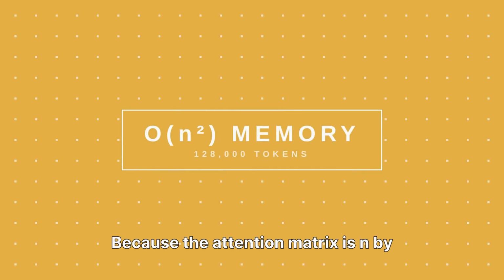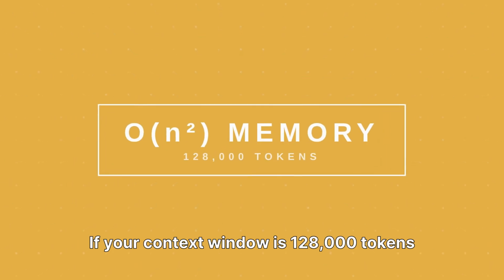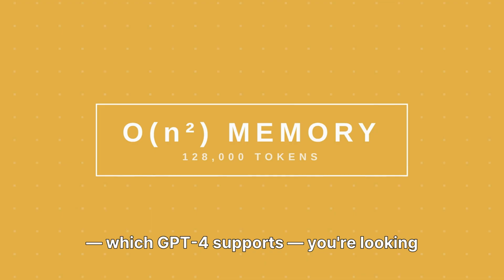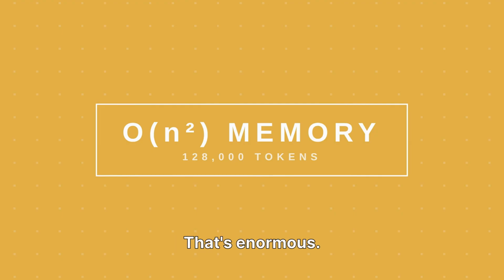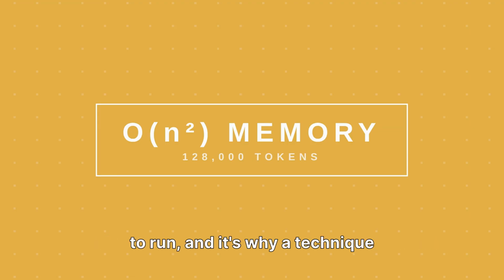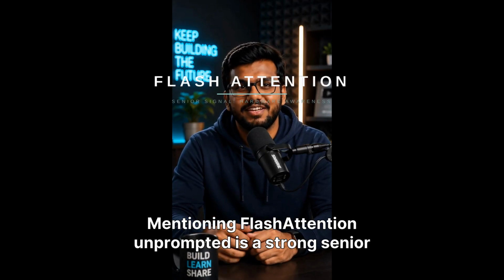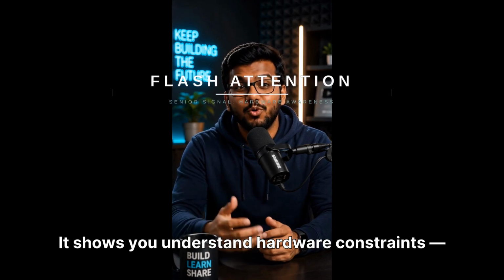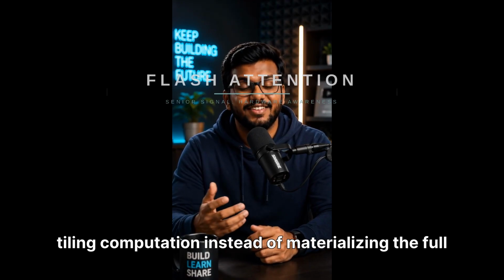Why is attention O of n squared? Because the attention matrix is n by n. If your context window is 128,000 tokens, which GPT-4 supports, you're looking at a 128,000 by 128,000 matrix per layer per head. That's enormous. This is why long context models are expensive to run, and it's why a technique called flash attention exists. Mentioning flash attention unprompted is a strong senior signal. It shows you understand hardware constraints, tiling computation instead of materializing the full matrix.